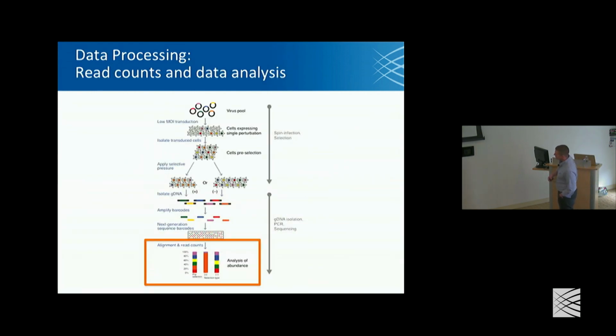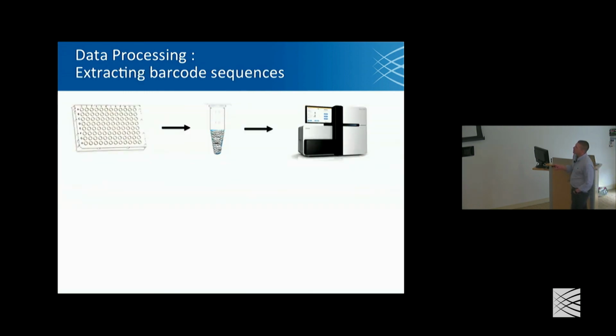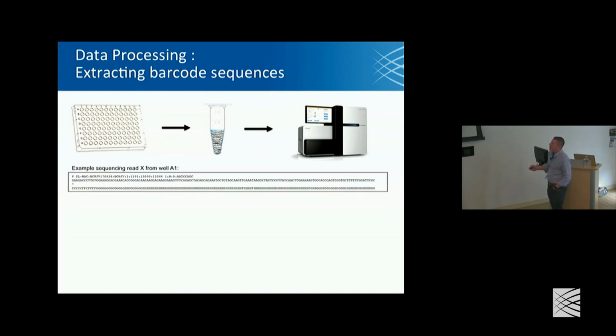Okay, so now the next part, aligning and counting reads. We've gone through the process of performing PCR and pooling your samples, and then we sequence them. What comes out of that is a sequencing read, and there's some information here that tells us where this read came from. We know that it came from well A1 based on the barcode here. We have the actual sequence of the read and then some quality metrics.